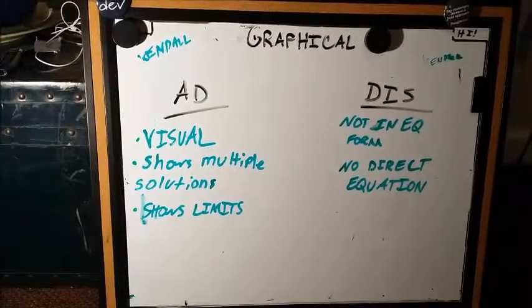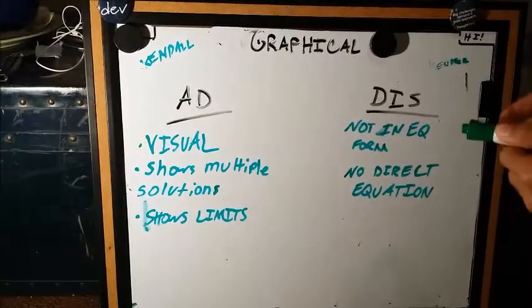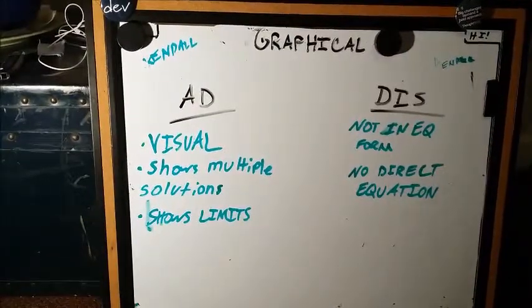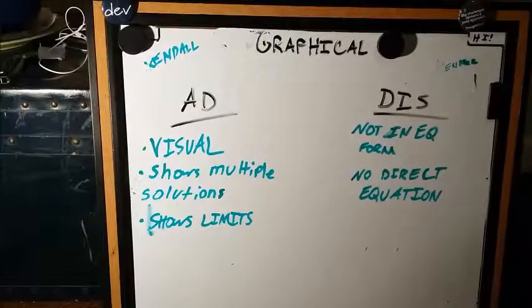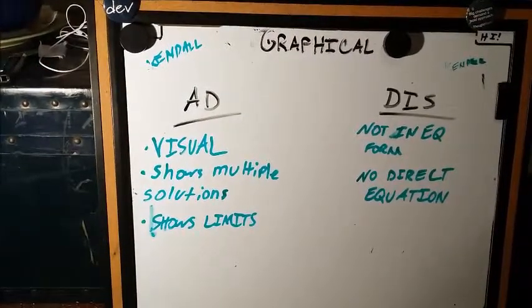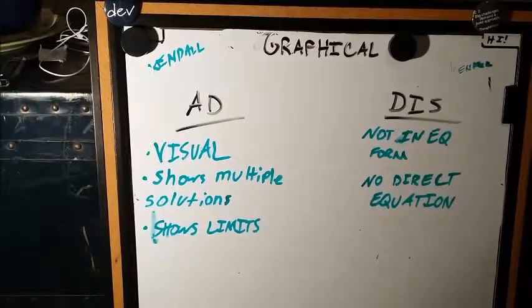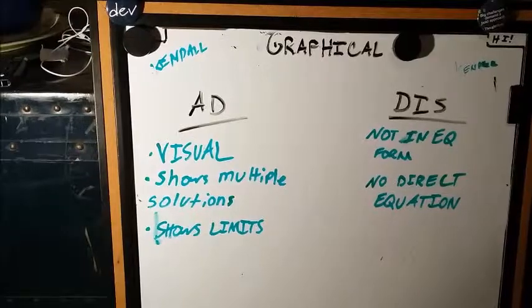But the advantages are that you have a visualization of the solution, so it makes it easier for some to understand. It also shows multiple possibilities. The directional field shows all the things that can be, and it also shows limits. So an asymptote will be directly visualized on this graph.